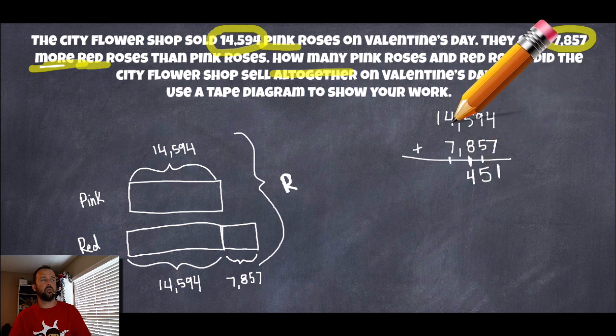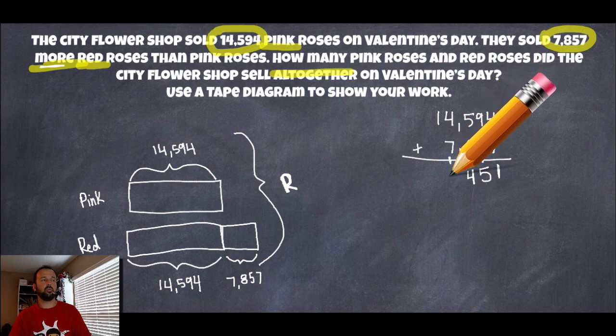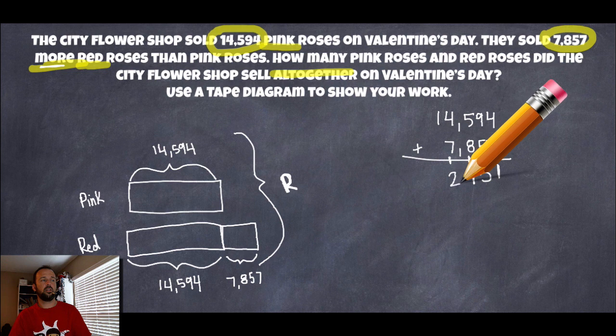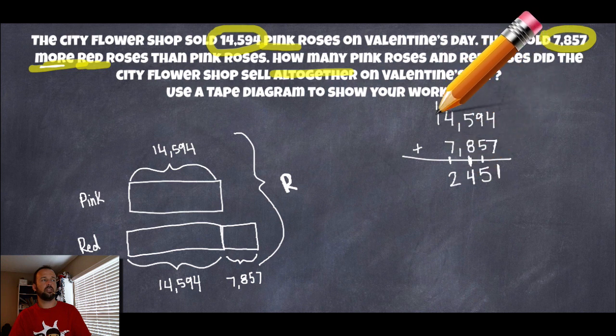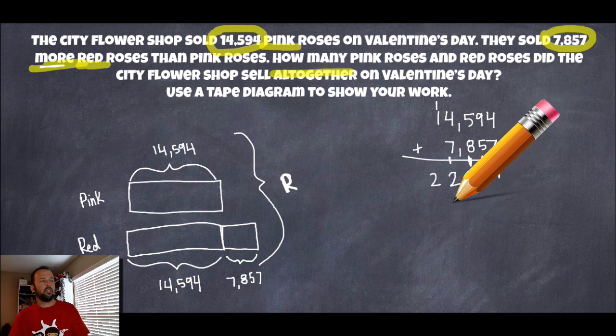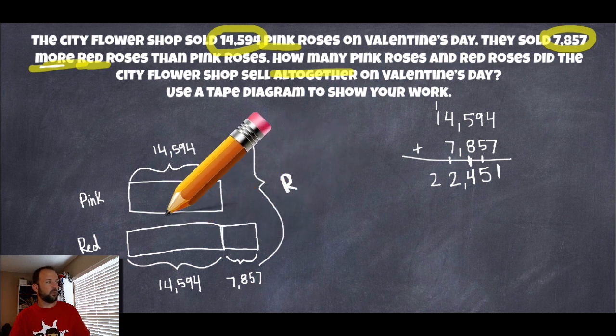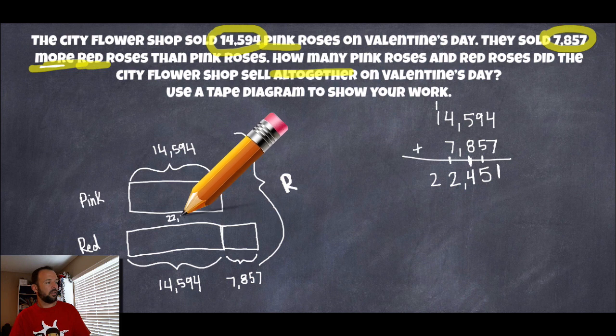Now I have 4 plus 7, which would give me 11, plus that one more 1,000 would give me 12. Carry this guy. 1 plus 1 is 2. Whew. So now I have 22,451. That's how many roses they sold, and that is a lot of roses. So I'm going to, let's see if I could squeeze this in here, 22,451.